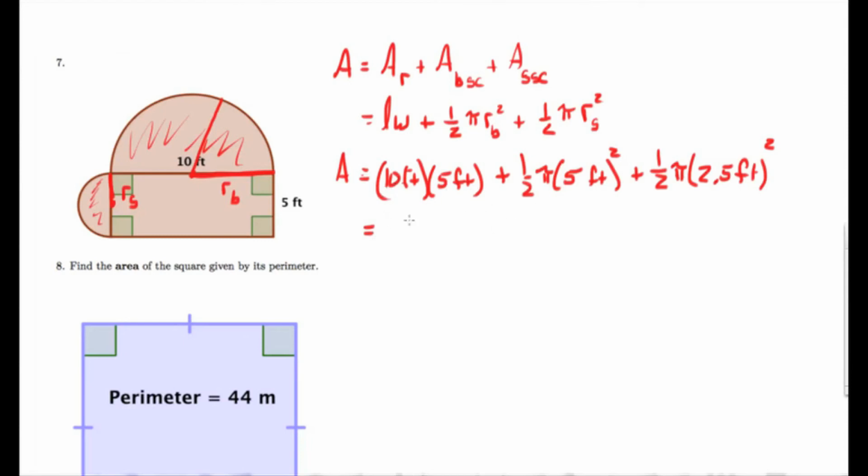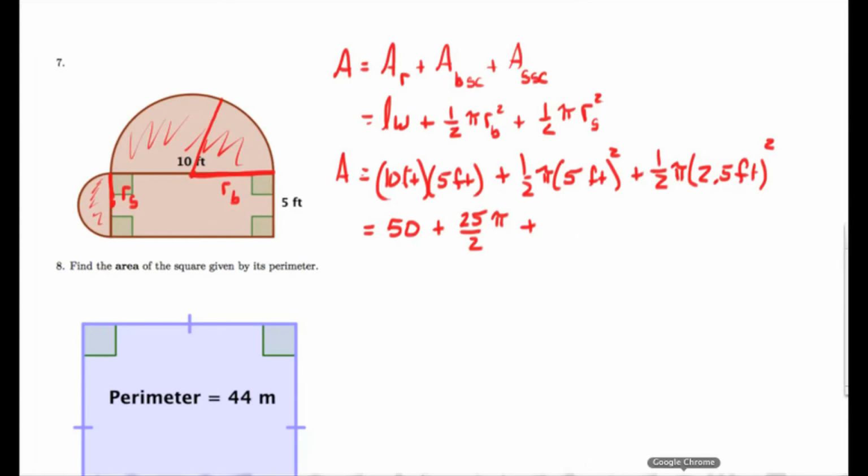Okay, so 10 times 5 is 50. And now to do this problem, first I need to do the exponent first, so that'd be 25, and then I multiply. So 25 times 1/2 would be 25 over 2 pi plus, same with this, so now I need to do 2.5 squared divided by 2 times pi. So now's a point where we could start rounding some of this stuff. So why don't we do that?